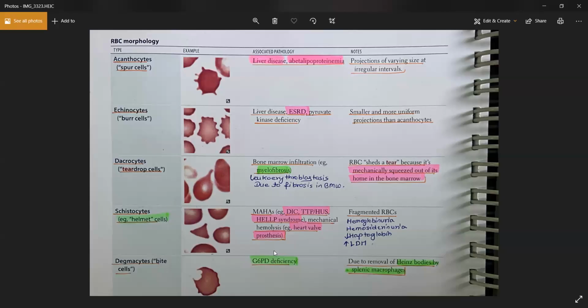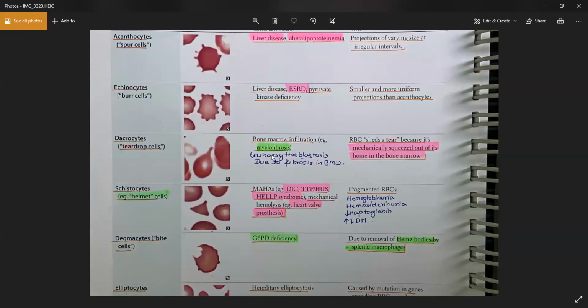So this is about it. They are seen in myelofibrosis. And in which cells are responsible for the myelofibrosis? Megakaryocytes. Megakaryocytes, not the platelets.